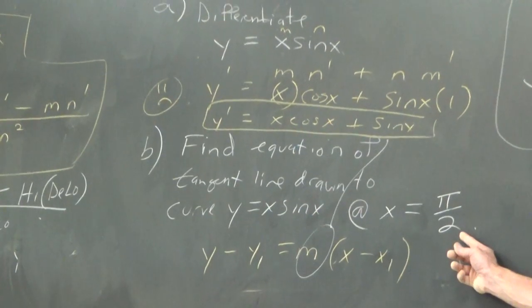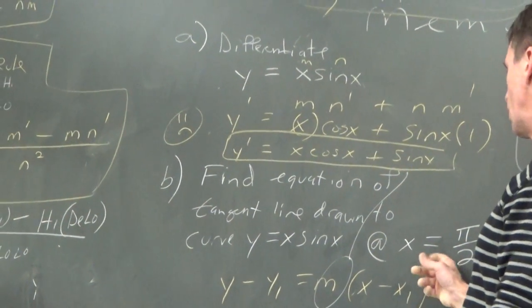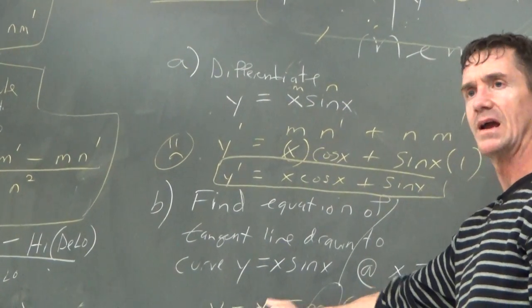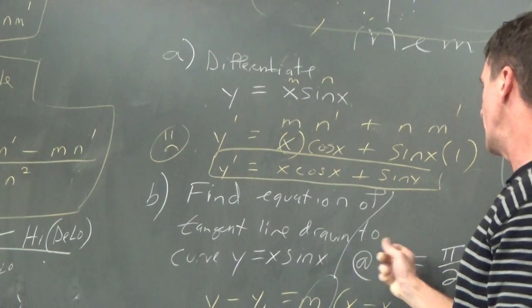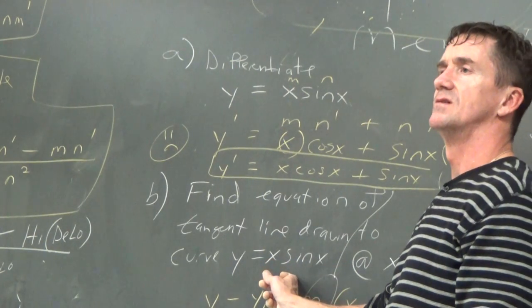But how do I find the associated y1 value at x equals pi over 2? Remember this, Amber? How do I get the y with this? Because there's x, that'll go there. How do I get the y1? I have to plug this into the what? The original, right? So try this: pi over 2 times sine of pi over 2.